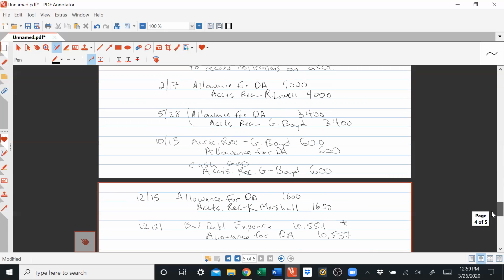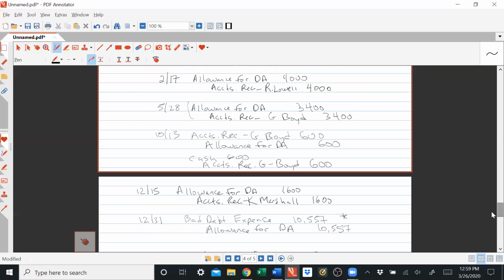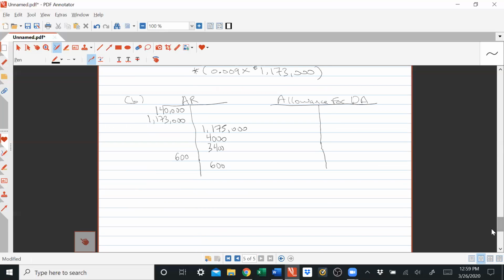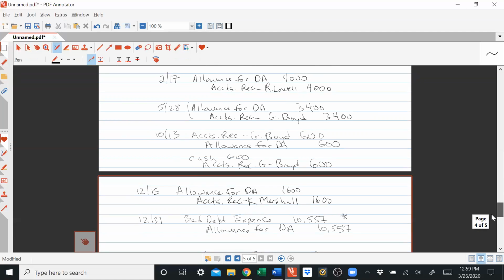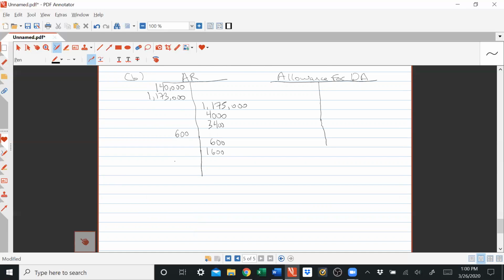And then what did we do? On December 15th, we wrote off K. Marshall's account. And that's it. That's all we did in accounts receivable. So we need to get the ending balance. So the ending balance is 140,000 plus 1,173,000 minus 1,175,000 minus 4,000 minus 3,400 plus 600 minus 600 minus 1,600. $129,000. Now what about the allowance account?